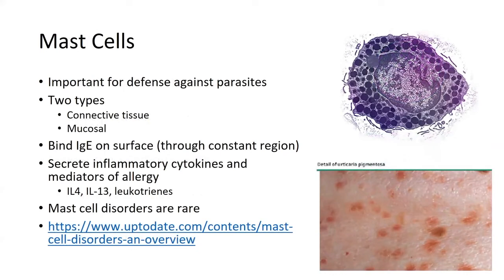Okay. And then here we have the mast cells, which are also important for defense against parasites, and they are found in the connective tissue and mucosa. They secrete inflammatory cytokines and mediators of allergy. So when you have allergy symptoms, it's the mast cells that are a major culprit, and the mast cell disorders are rare.